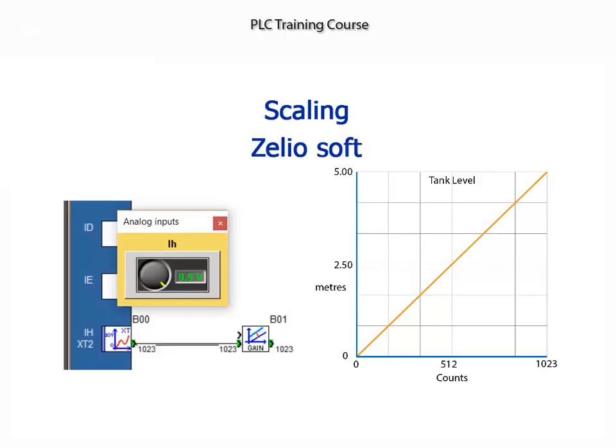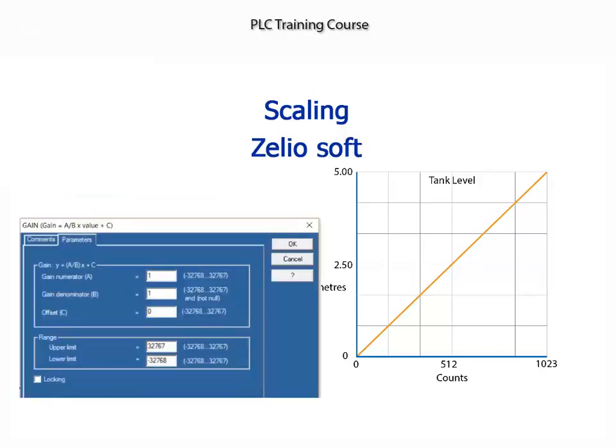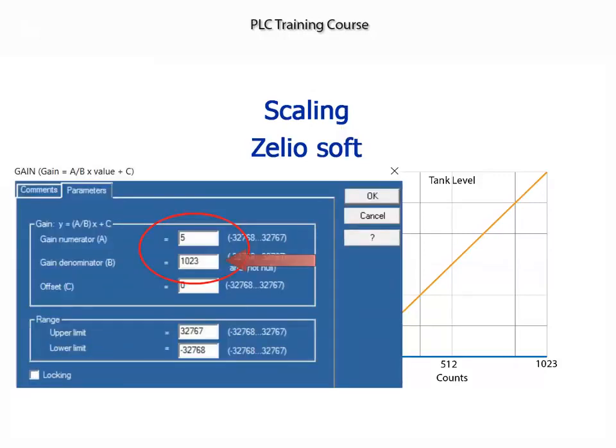Open the gain parameters. The screen opens and the default values for the ratio of input to output is 1 to 1. The values must be integers, so no decimal places. The horizontal scale or denominator is 1023 and the vertical scale or numerator is 5. The device will scale from 0 to 5 litres. There is a problem in that the scaled output will only be in 1 litre increments. This resolution would be unacceptable.